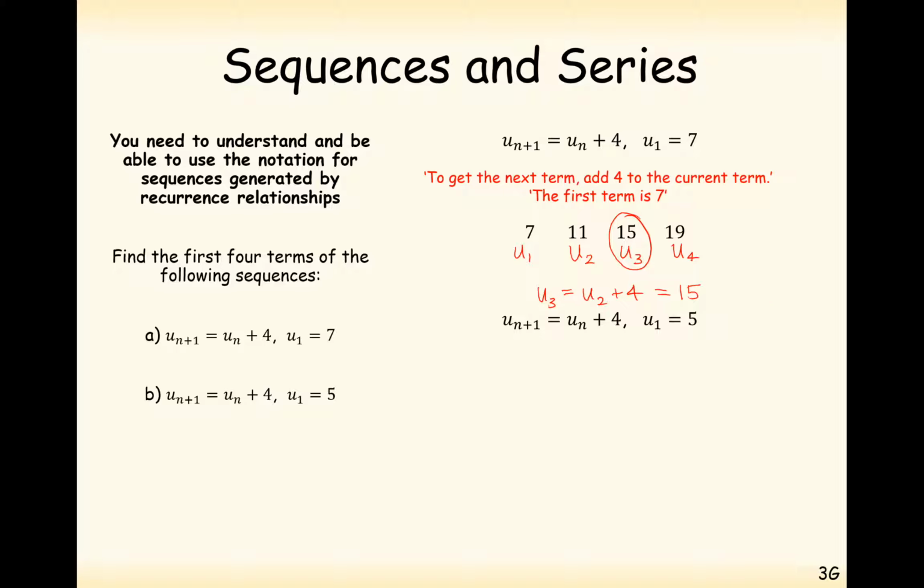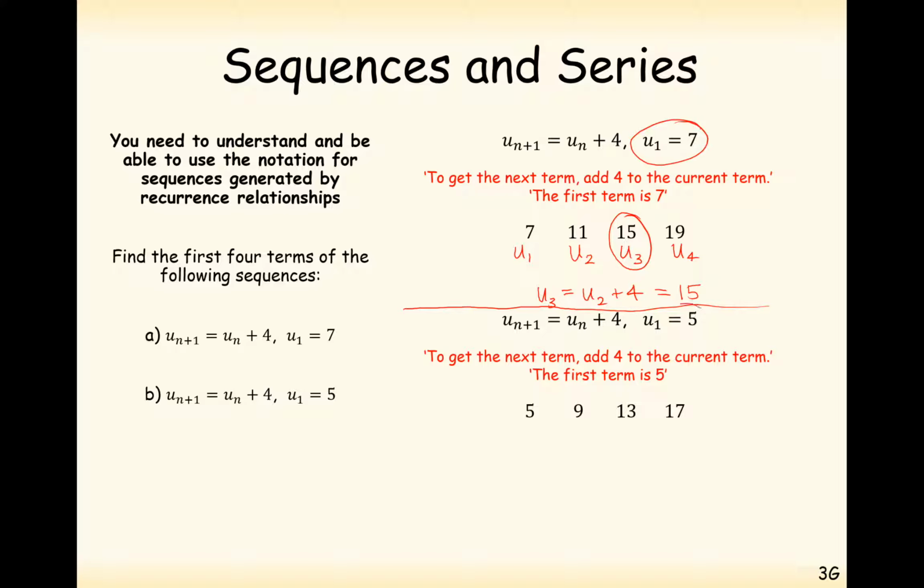For the next term here, new question, it's a different type of sequence. It's u n plus 1 equals u n plus 4, but this time we're going to start at 5. So the sequence is slightly different, going up by the same amount each time, but this time we're starting at 5. So the starting value is really important to help this sequence get going.